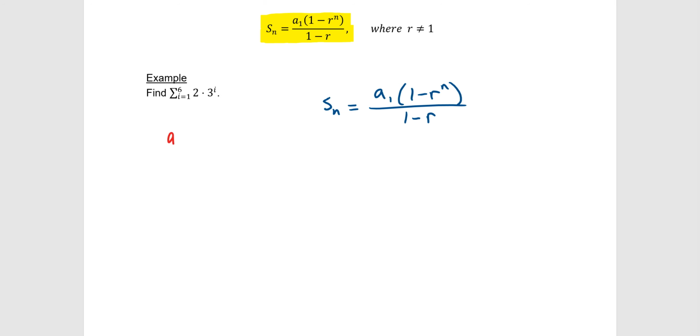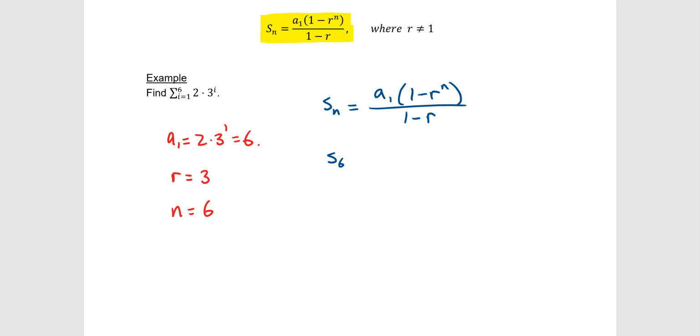We need n, we need r, and we need the first term. The first term here is going to be found by plugging in 1 for i. So that's 2 times 3 to the first, which is 6. So a sub 1 is 6. And r is going to be the common ratio, which is 3. It's the number that's being raised to the exponent. And we also need n. n is the value that we go up to, which is 6.